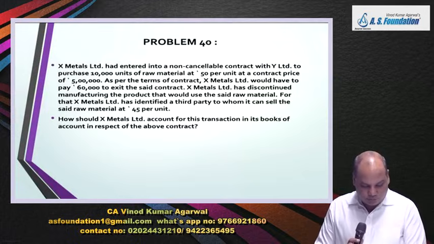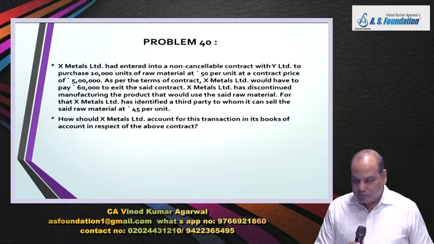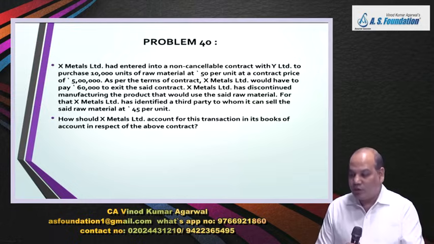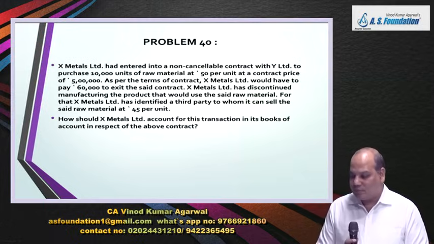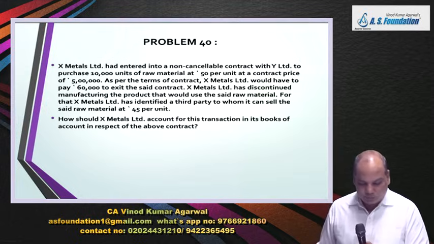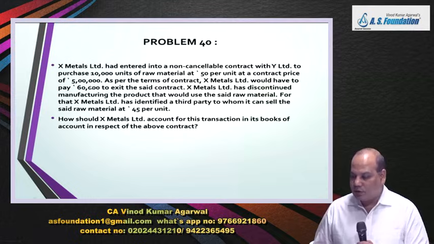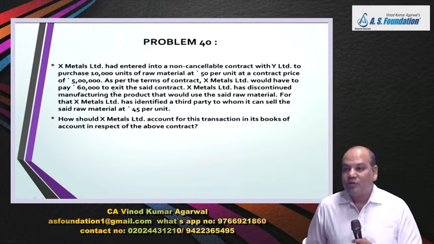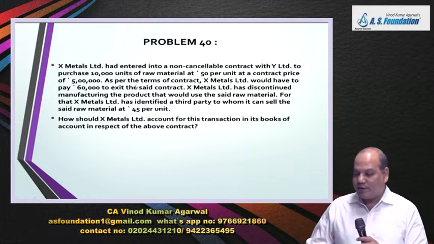Okay, one more question. X Metals Limited had entered into a non-cancelable contract with Y Limited to purchase 10,000 units of raw material at rupees 50 per unit, at a contract price of rupees 5 lakh. As per the terms of the contract, X Metals Limited would have to pay 60,000 rupees to exit the said contract. What is the contract? You will purchase 10,000 units at 50 rupees for 5 lakh. In case you want to cancel the contract, you have to pay 60,000 rupees. That is the cost of exiting.